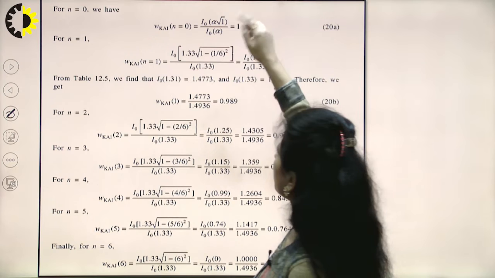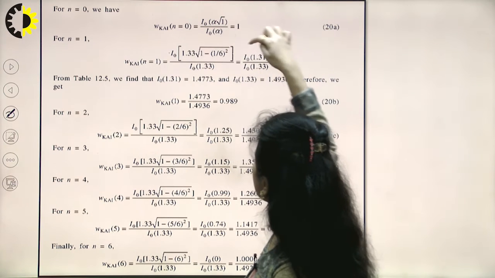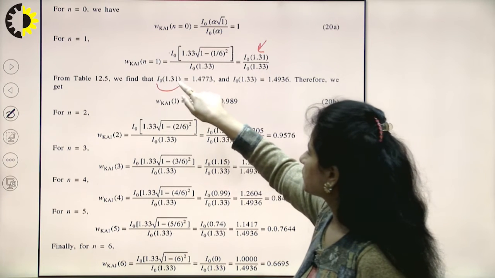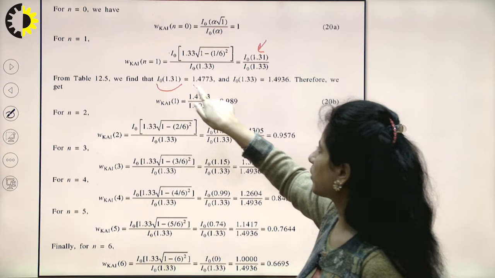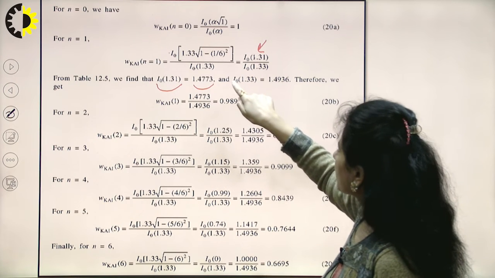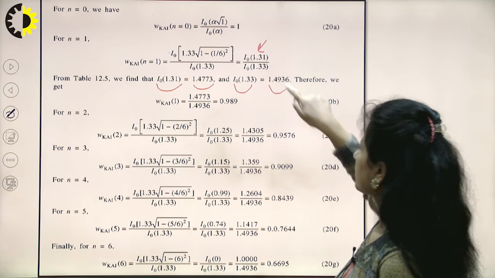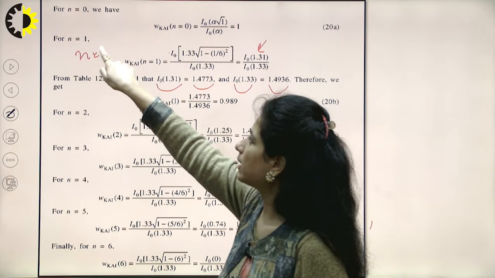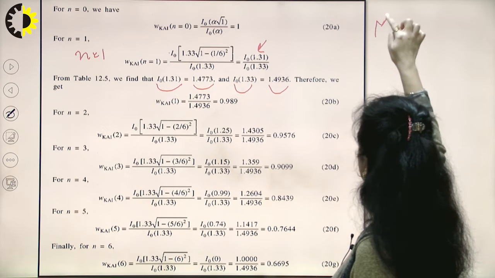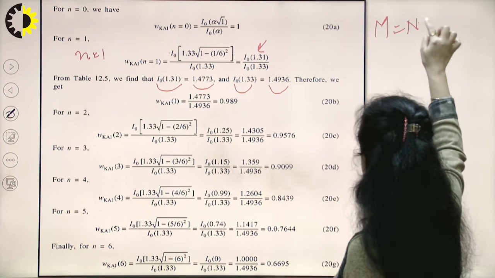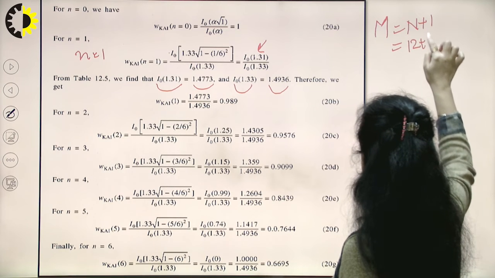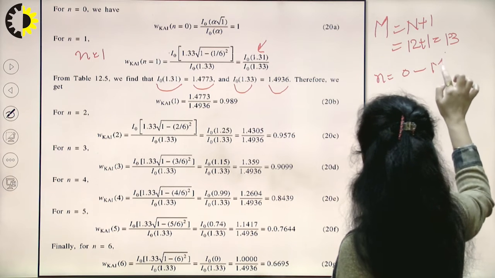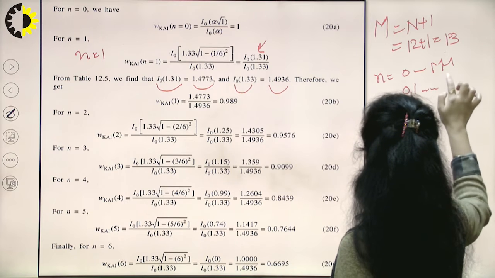So here I can see in the numerical, this I naught is a function of particular values 1.31 and 1.33. The Bessel function table gives me the value for 1.31 as 1.4773, and for 1.33 this Bessel function is 1.496. So this window gives me the very first sample for n equal to 1, because the length m was n plus 1, that was 12 plus 1, 13. So this n would range from 0 to m minus 1. That means it would be 0, 1 and a maximum value would be 12.